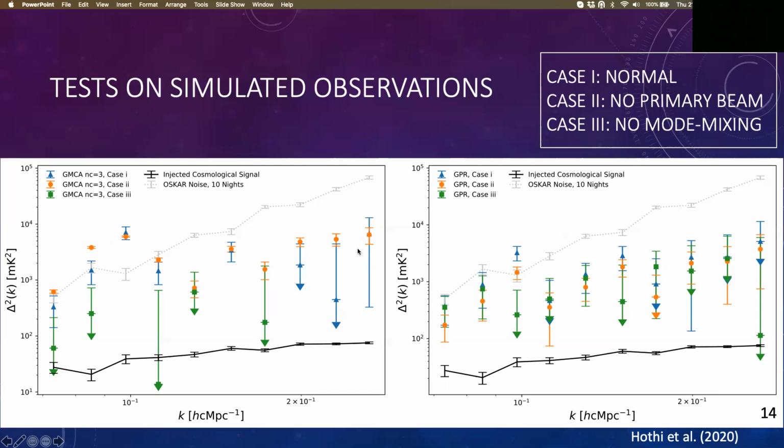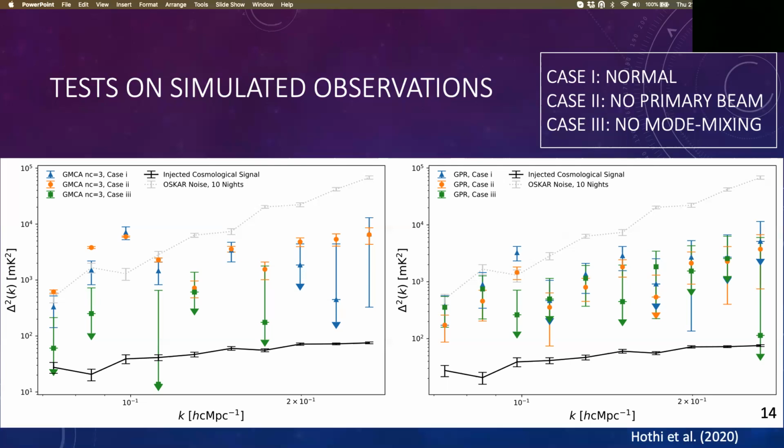And so what we know is GMCA and FastICA, being blind source separation techniques, are scale independent. If I say to GMCA, find 3 components, it will find 3 components at every single scale. Now, Andrea Offringa showed last year that RFI flagging can increase power. So it introduces excess power into our power spectrum and into our data. And this increases with k.